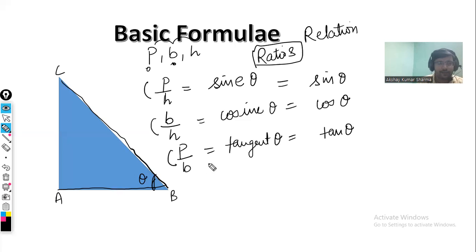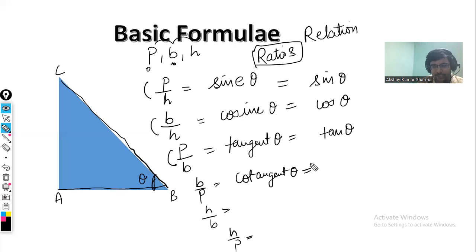Now what is the next relation, sir? Just think. We can't think of more relations, so what we can do is just reciprocate these. We can write B by P, or H by B, or H by P. B by P will become our cotangent theta, that is cot, in short, the first three letters.